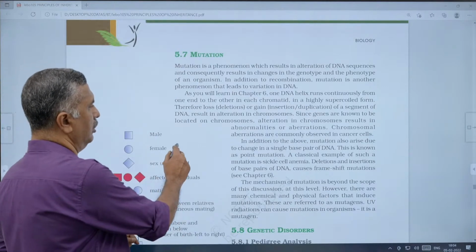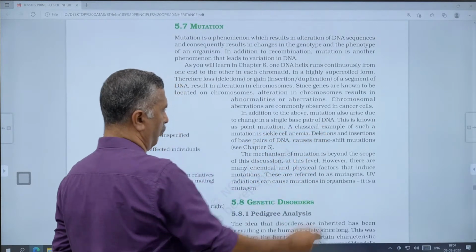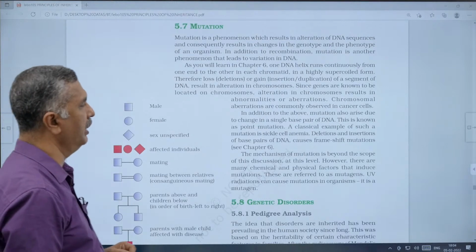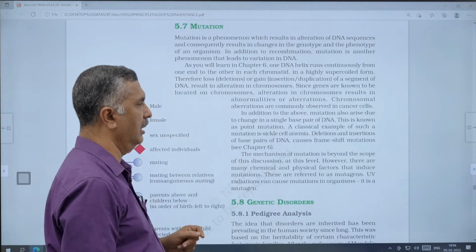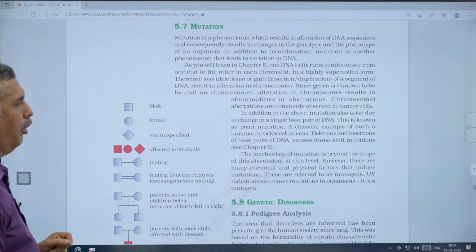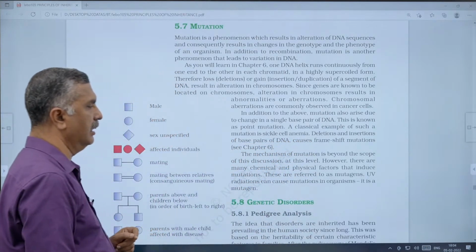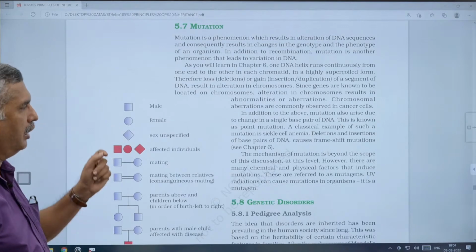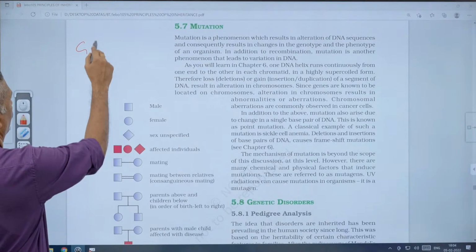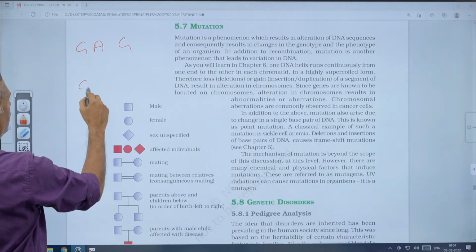Second, in addition to the above, mutation also arises due to change in a single base pair of DNA. Mutation arising in a single base pair of DNA is known as point mutation. A classical example of point mutation is sickle cell anemia, which you have already covered. In sickle cell anemia there is a single point mutation, a single gene mutation.